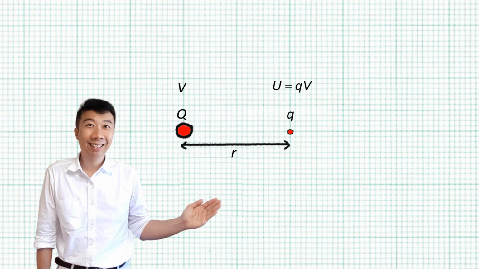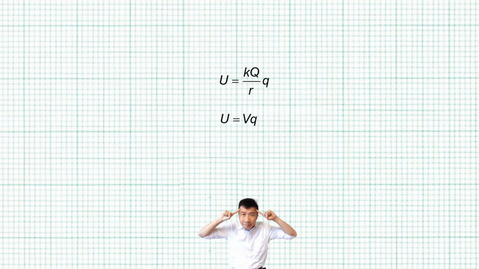So what should V be? The first view says that the EPE is kQq over r. And the second view says that the EPE is qV. So what is V? That's right. The electric potential produced by a point charge Q is described by the formula kQ over r.